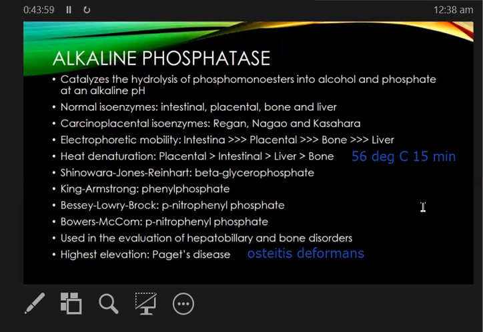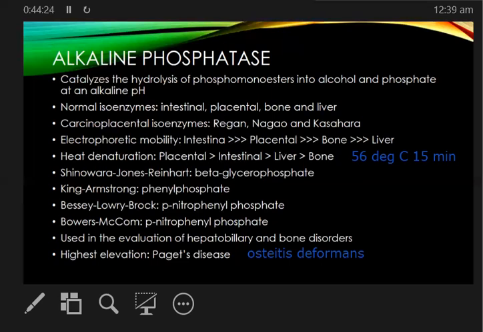So that's why if it will be asked, say for example, in the board exam, which of the following involves a physiologic increase in your ALP? The correct answer is your pregnancy. Okay, it's normal to have an increase, particularly during the third trimester.